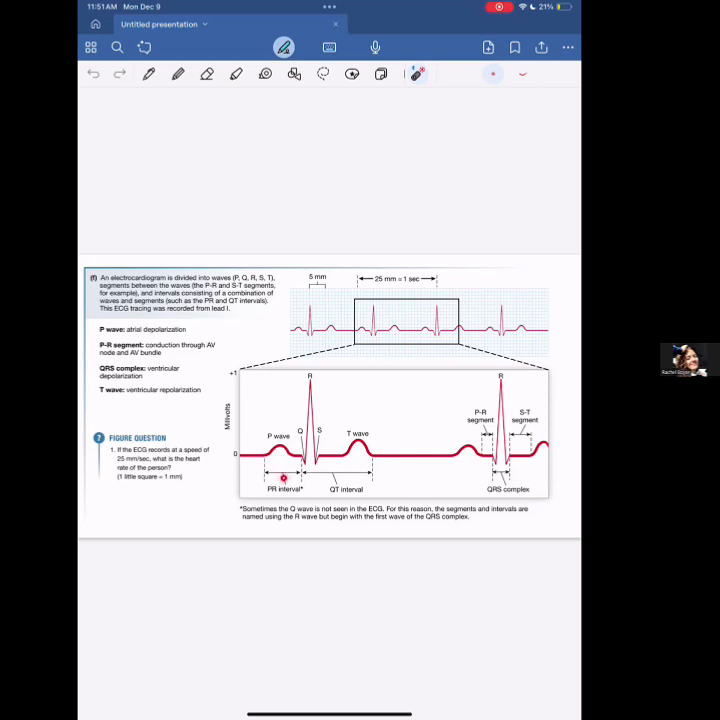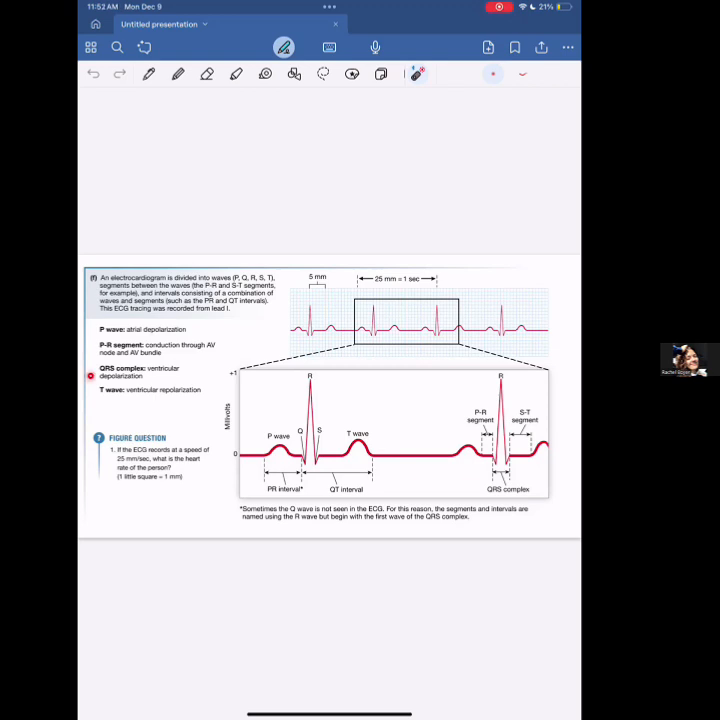Then you have an interval between the very start of the P wave and the start of the QRS complex. They call it the PR interval because sometimes there's not a Q wave in an EKG, but you're always going to have an R wave if you're getting any response from the ventricles.